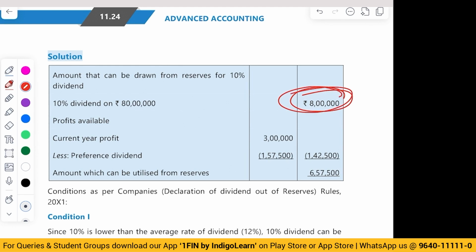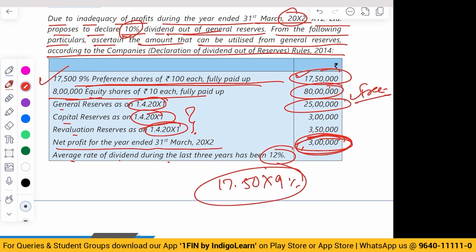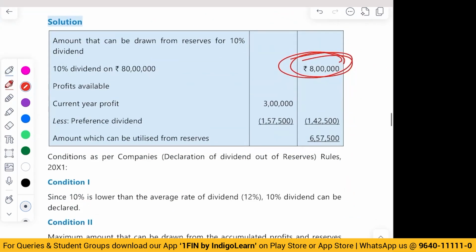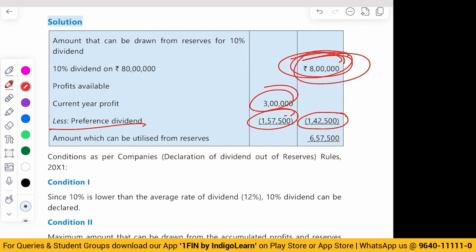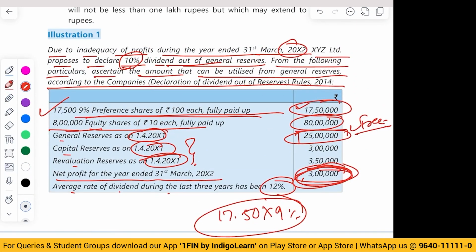8 lakhs is what I have to declare. How much profit have I made? 3 lakhs. First, out of this 3 lakhs, I have to pay preference shareholders 9%. So 17 lakh 50,000 into 9%. First, I have to pay the preference shareholders. So out of this 3 lakhs, I have to pay preference dividend of 1,57,500. So I have only 1,42,500. I want to pay 8 lakhs. Do I have a sufficient amount? No. So 6,57,500 is the shortfall. Now this 6,57,500 has to be withdrawn from the general reserve.